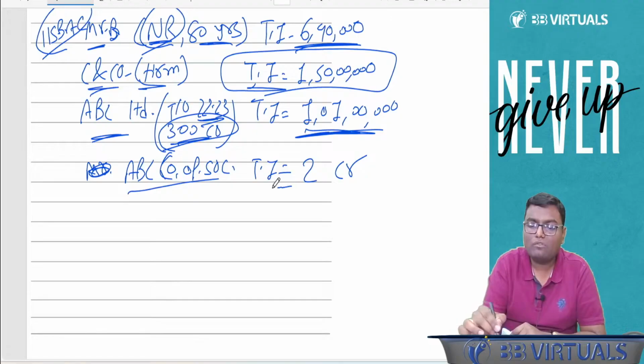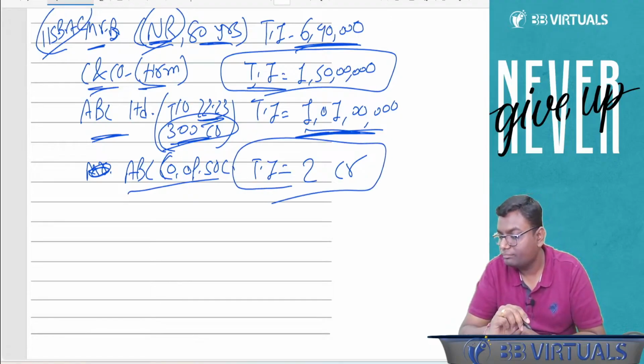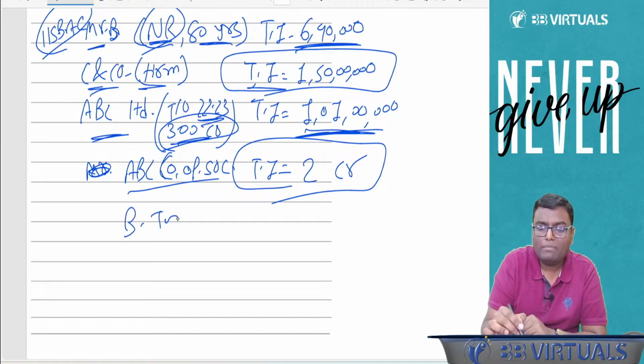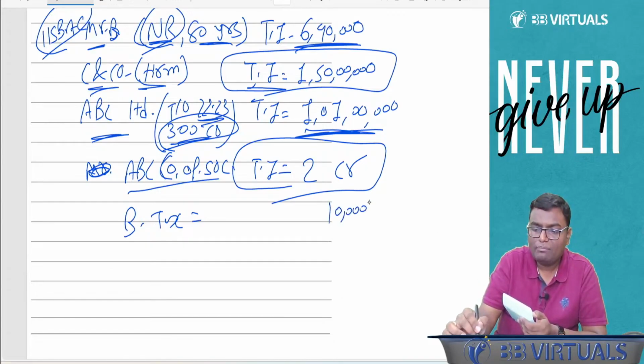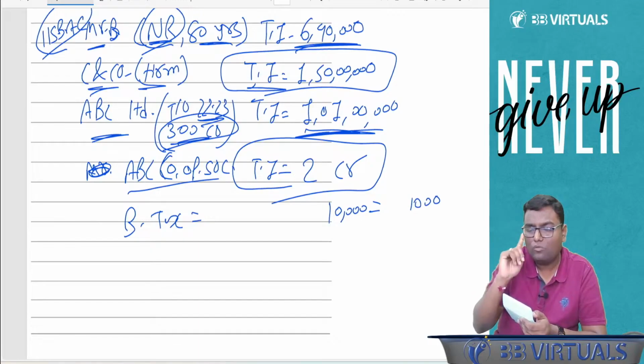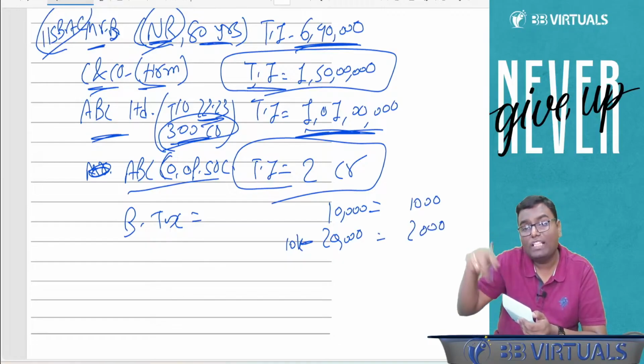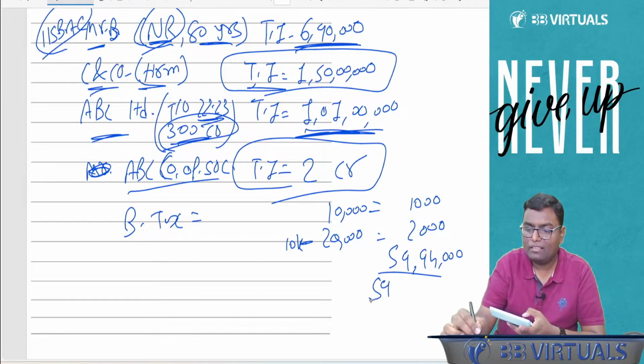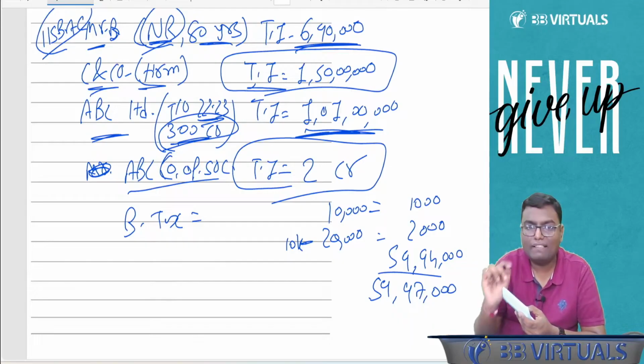Then ABC Cooperative Society, total income is 2 crore. Okay. Tell me, for a cooperative society, what is the tax slab? Up to 10,000, 10%, 10,000 to 20,000, 20%, above 20,000, 30%. So first I need to calculate basic tax. Up to 10,000, 10%, that comes to 1,000. 10,000 to 20,000, 20%. So basically, this will come to 2,000. And more than 20,000 on entire amount, it is 30%. So 2 crore minus 20,000 into 30% comes to 59 lakh 94,000. So what is the total basic tax over here? It is 59 lakh 97,000. 59 lakh 97,000 is my basic tax.